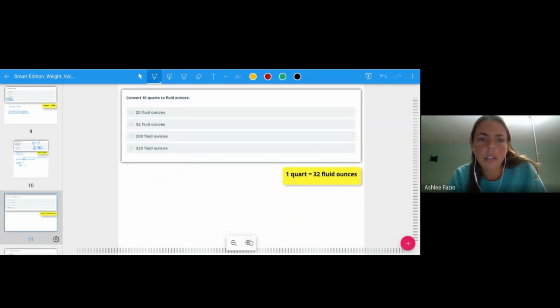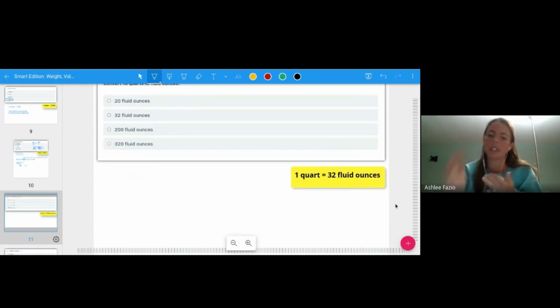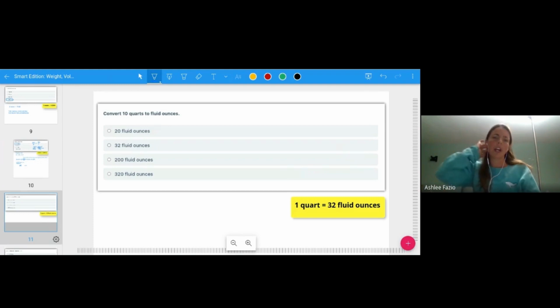Let's switch it back up and give a quicker one to try. Convert 10 quarts to fluid ounces. It is important to know 1 quart is 32 ounces, so this one might be fairly automatic for you all. Feel free to put that in the chat. And John, when you see a few answers, if they're all coming in the same, let me know what you're getting.